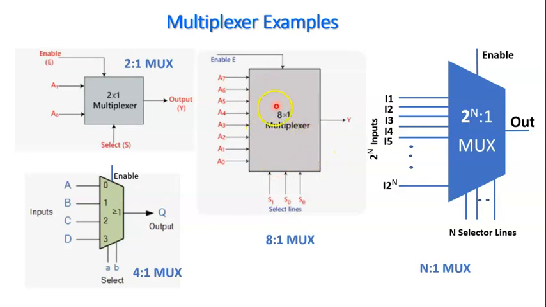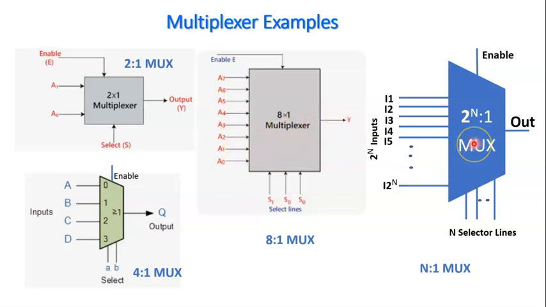Okay. Now let us understand 8 as to 1 multiplexer. So there are 8 inputs here, A0 to A7. So based on the status of the select lines, S0, S1, S2, here actually it is S1 and S2, based on that status, one of the inputs is selected and that is made available at the output.